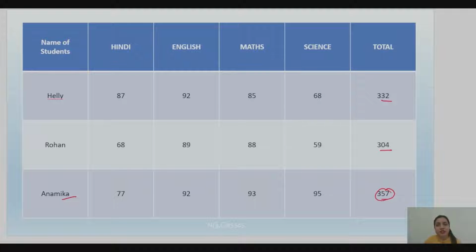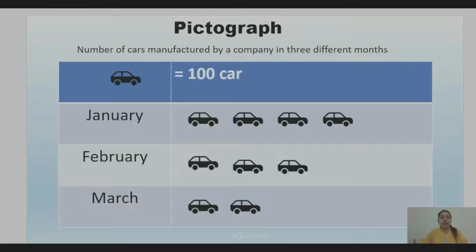So I have represented this data as per my convenience, but there are certain specific ways to represent the data so that just by observing it we can analyze it easily. One by one, each and every method we will discuss in detail. Like pictograph. This is the pictorial representation of data.